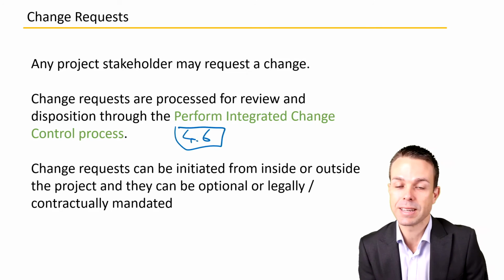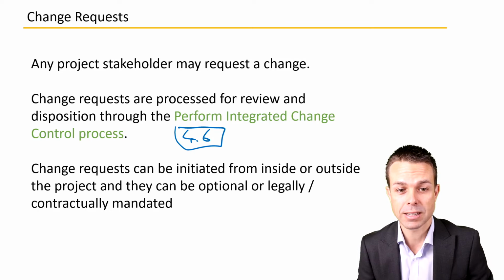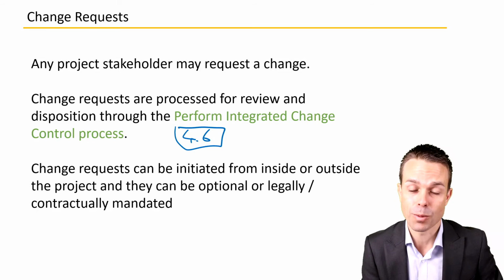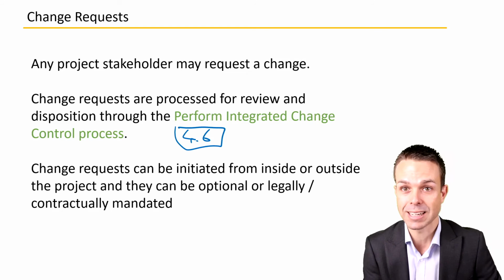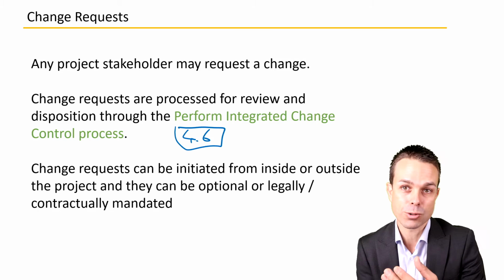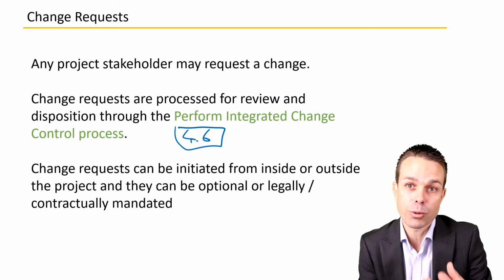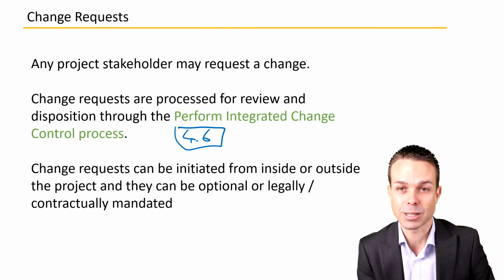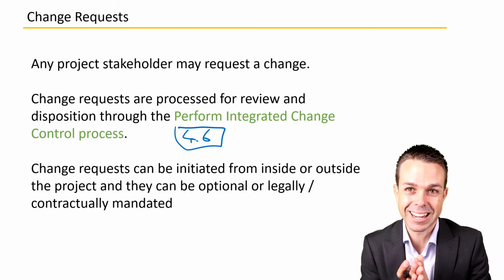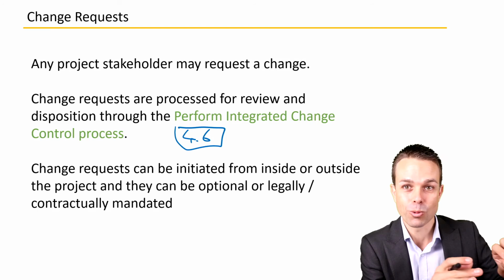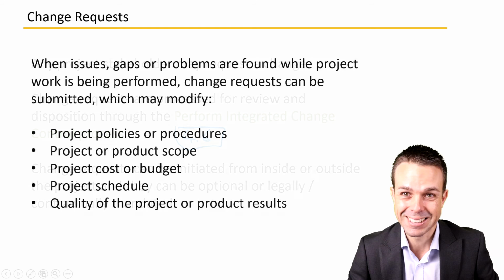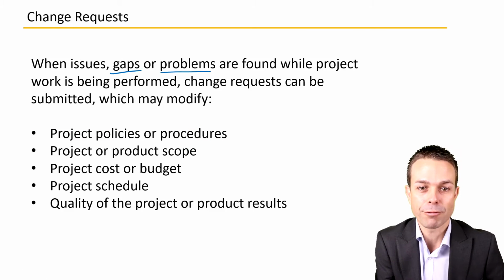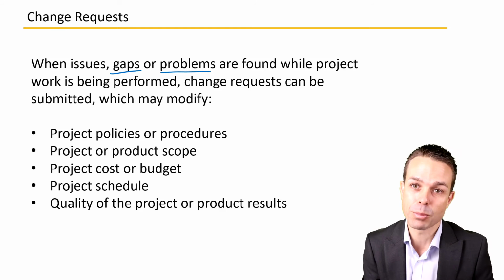And change requests can be initiated from inside or outside the project, and they can be optional or they could be legally or contractually mandated. So perhaps a legal change has happened and that requires a change. That needs to go through the formal change request process so that we're getting the appropriate approvals to change either the scope, the schedule, or the cost involved in the project, because we want everyone to be across this change. We don't want to just be changing the schedule willy-nilly, otherwise people are going to get upset. So we do this oftentimes when issues, gaps, or problems are found while the project work is being performed.